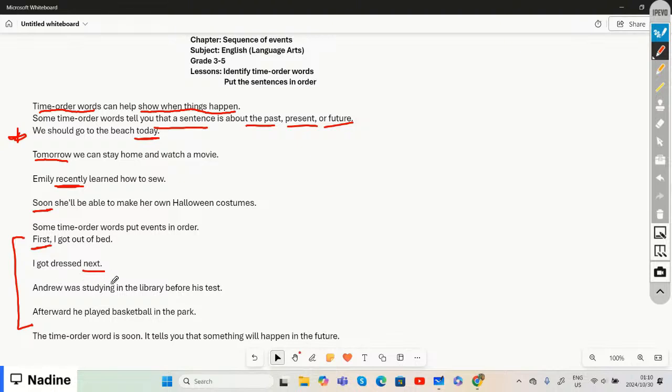Another example is Andrew was studying in the library before his test. So before the test, he was studying in the library. Afterwards, meaning after the test, he played basketball in the park. So these are examples of time order words that put events in order, as well as time order words that show when things happen, whether in the present, the past, or the future. And when we say words like soon, soon tells us it's in the future, because it didn't happen yet, it will happen soon.